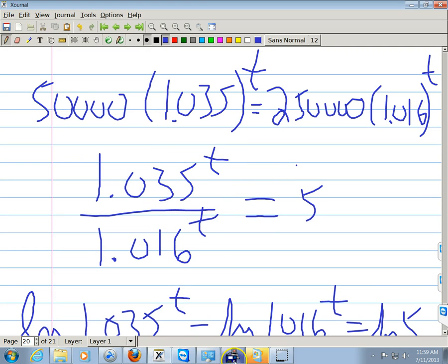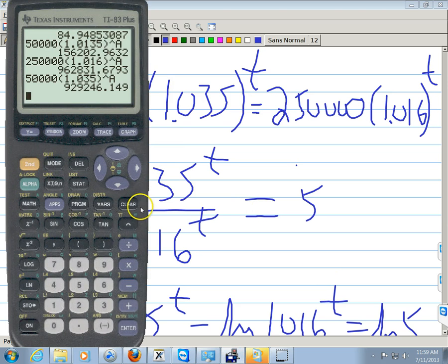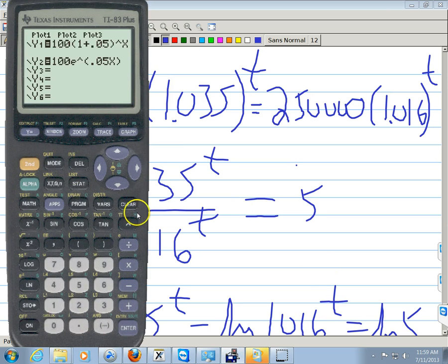Let's see. How about we graph it? Let's do it graphically. Yay! All right. So y equals... Let's graph these guys. 50,000 times 1.035 to the x, right? And then 250,000 times 1.016 to the x.